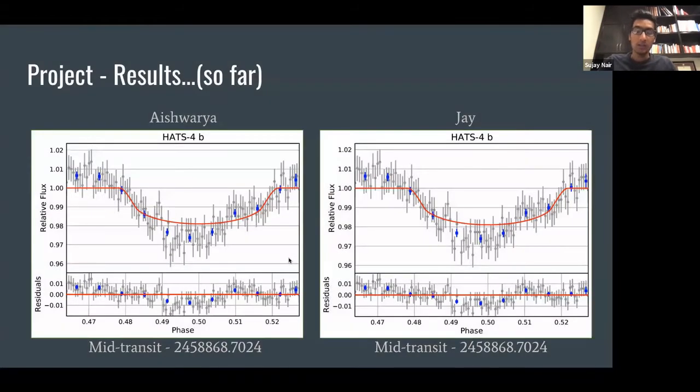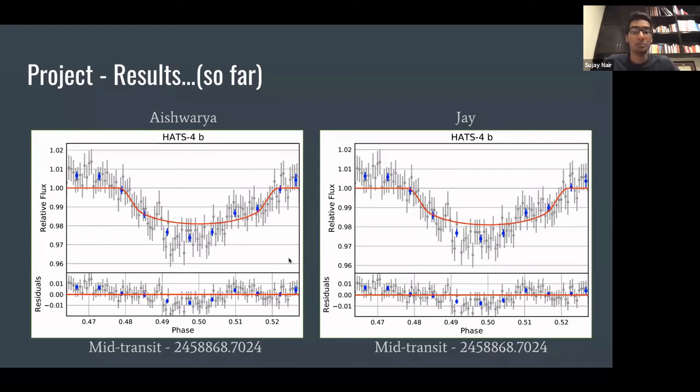Here we've got a couple of results that we've had so far. They're both light curves of HATS-4b. The left one was made by Aishwarya and the right one was made by Jay. It's really interesting because these light curves use different comparison stars, yet our final light curves were pretty similar. Just by looking at them from far away or at a quick glance, they look exactly the same. This tells us that, assuming this is the correct light curve that we want to see, those comparison stars were probably good ones to choose and would be interesting to further analyze.